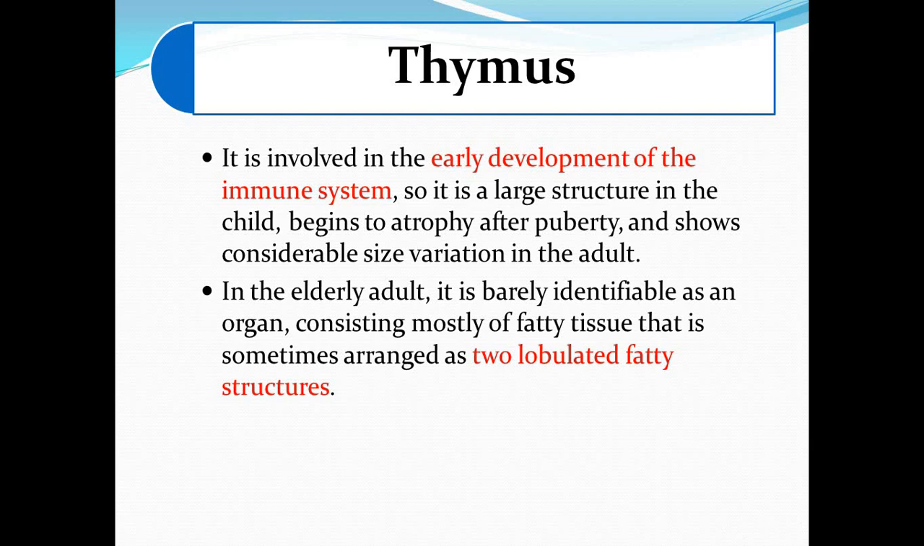We know that the thymus is involved in the immune defense, right? So it is involved in the early development of the immune system in children, but then after puberty it begins to atrophy and shows considerable size variations in adults. Normally in adults it will be replaced by fat tissue.